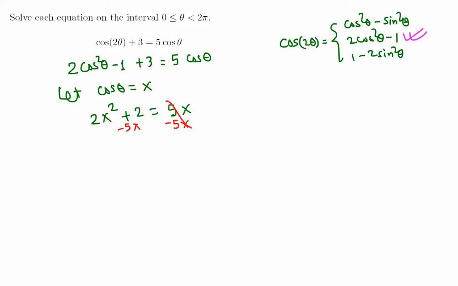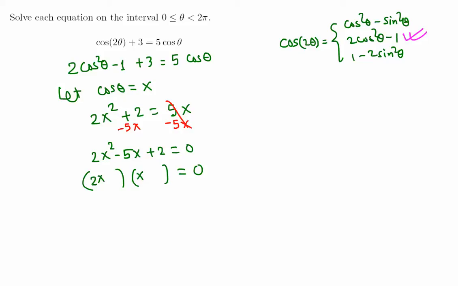There are no like terms, so we cannot subtract or add, so we write all three. 2x squared minus 5x plus 2 equals 0. Now let's factor this trinomial. So we got 2x squared. The only way 2x squared factors is 2x times x.